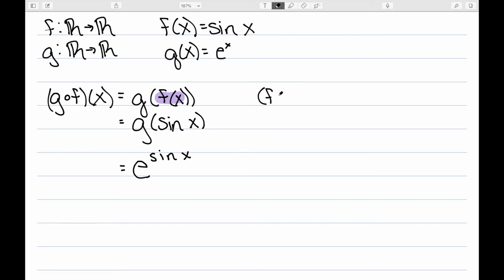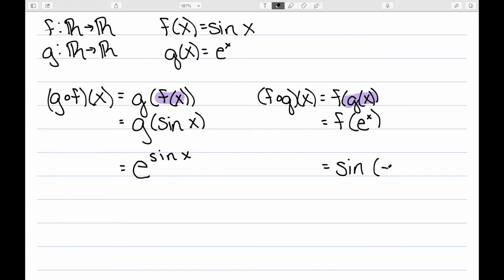Let's find the opposite as well, f of g of x. Well, this time I have the definition for g of x, so I'm going to replace that. So now I have f of e to the x. And this means take my function f, and everywhere I see an x, change it to an e to the x. So f of g of x is sine of e to the x.